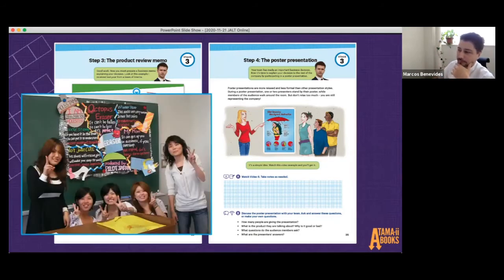This photo is from better times when we used to meet in person without our faces being hidden. This picture is from, I think, about 10 years ago. It's actually from my class in Okinawa. Poster presentations are a little bit difficult. I'll talk about assessment in a minute.